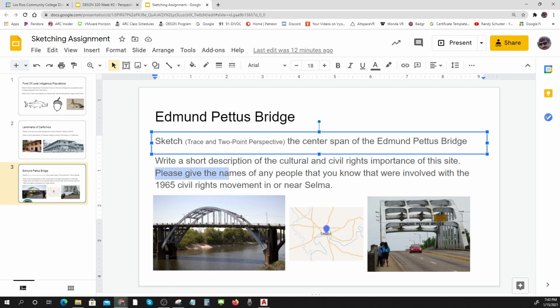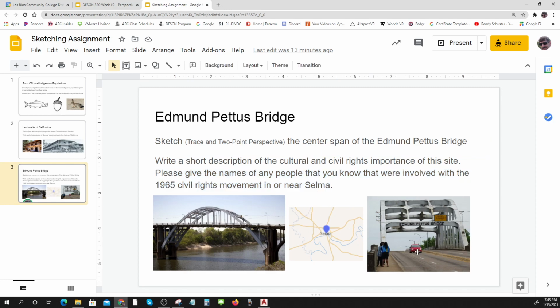And if you know anybody that happened to be there in the 60s when the civil rights movement was happening and this bridge became a big part of it, you can write it down. My uncle was there. He's my coolest and grooviest relative ever. And I'm happy that he has shared some of his memories of what went on there with me.